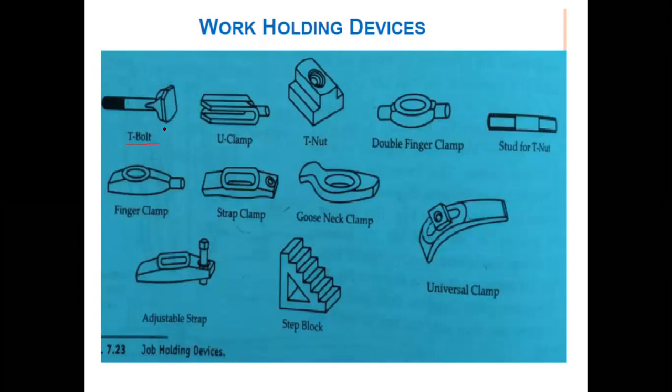In whatever slots or provisions are given, you need to insert these tools, and you use bolts as well as nuts. You can tighten the bolts so that you can hold the workpiece properly. A few of the important work holding devices are, first, the T-bolt. The T-bolt you've normally seen on the table.